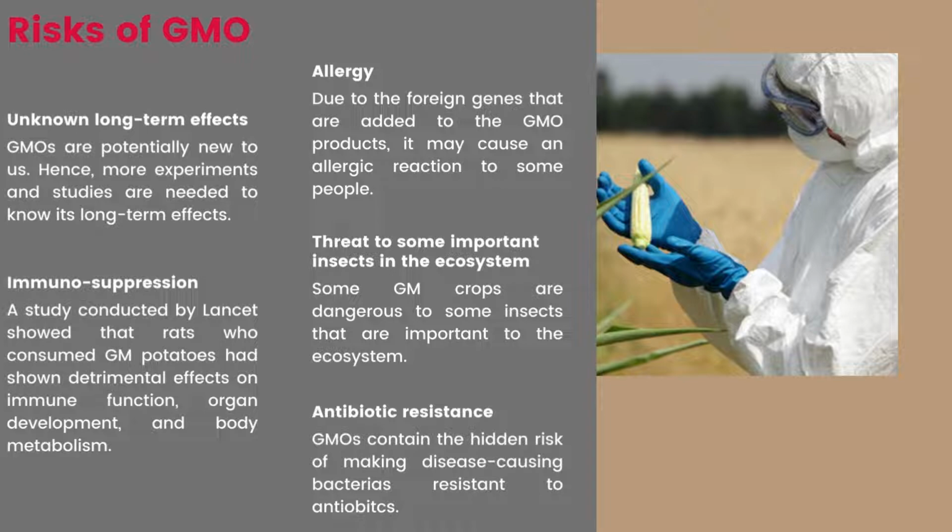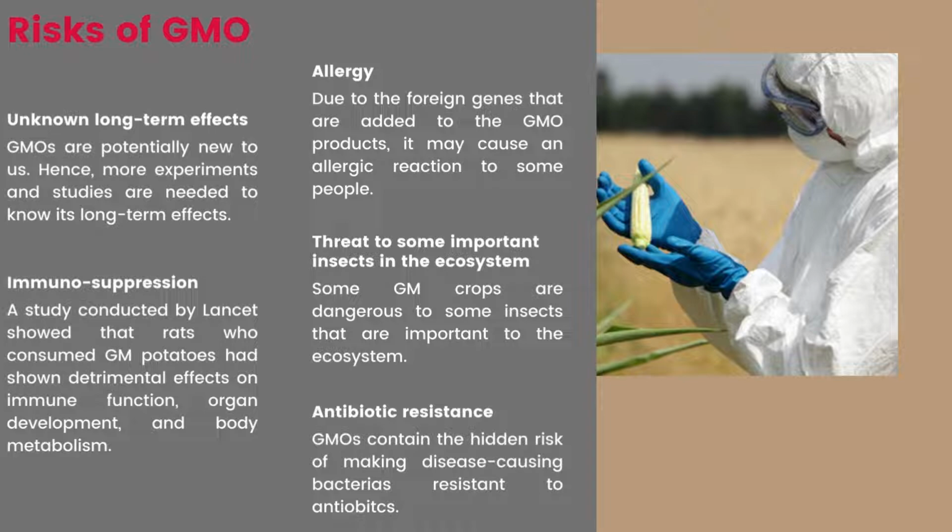The fourth risk of GMO is that it threatens some important insects in the ecosystem. Some herbicides that are put in GMO for them to be resistant to pests are dangerous to some insects that are important in the food chain. Yes, we can say that it really helps the crops because the pests are resistant to it. But what about the other insects that are lurking around in the field of those crops?